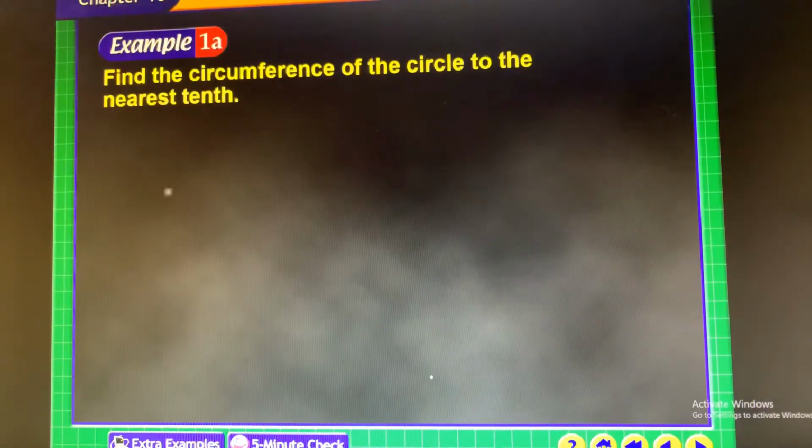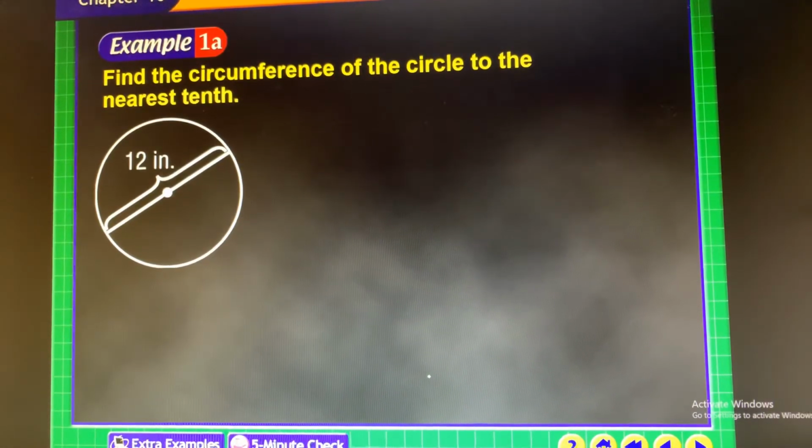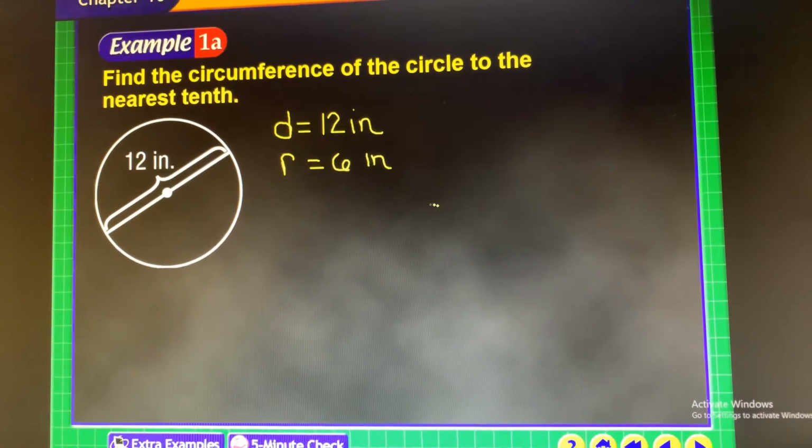All right, so let's practice. There's our circle. What did it give us? Yes, it gave us the diameter. So this is what I would do. I would immediately go, diameter is equal to 12 inches. And then I would say, well, if the diameter is 12, then what's the radius? Well, it's half of it, 6 inches. Now I have both pieces of information in order to find my circumference and area.